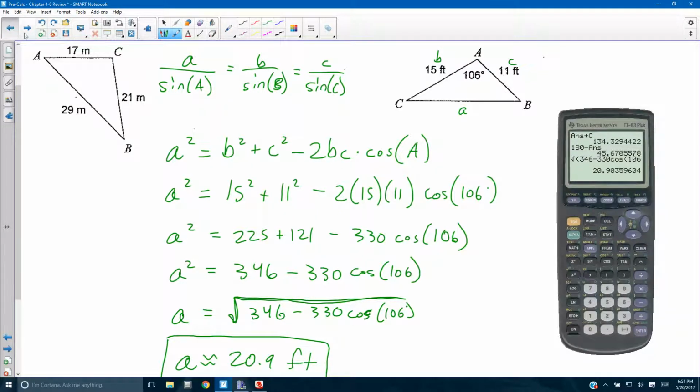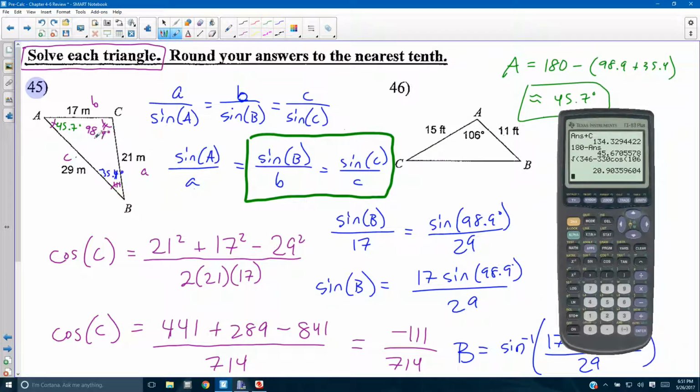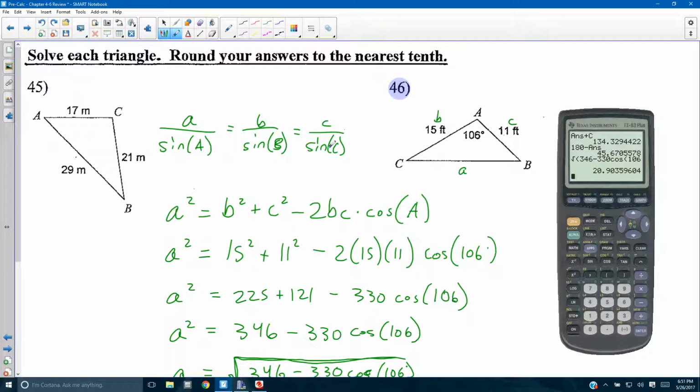Going back to the previous problem, just for a moment here, let's see if these numbers make sense again. 35.4 apparently was the smallest angle of the bunch, so its side opposite is also the smallest side length. 17 is less than 21. Here's the middle, here's the longest, and that's an obtuse angle. So that one did make sense there. What I have so far in this one looks to be making enough sense.